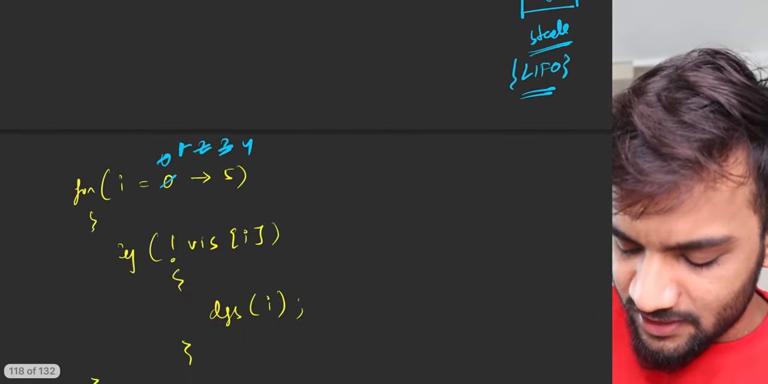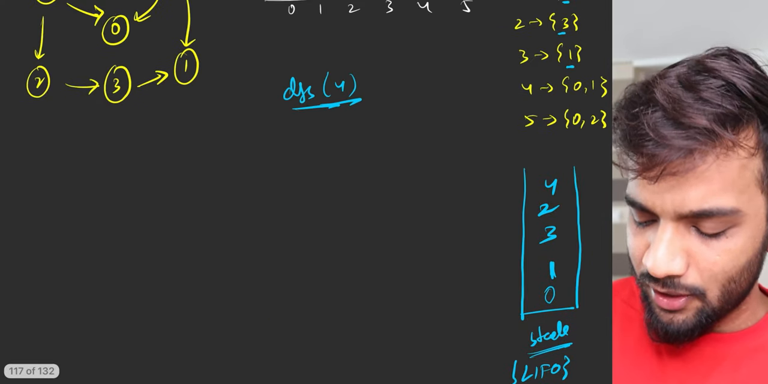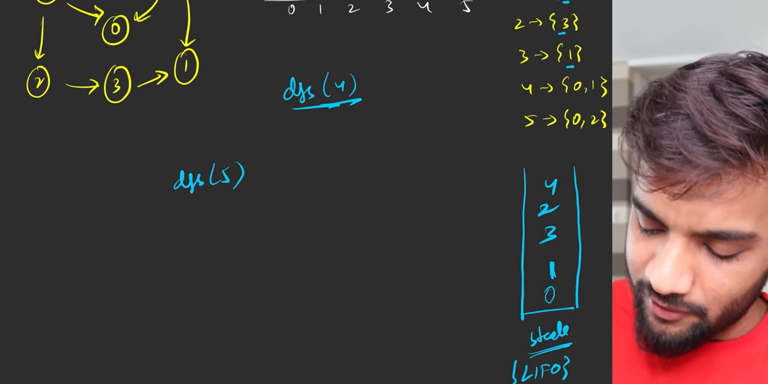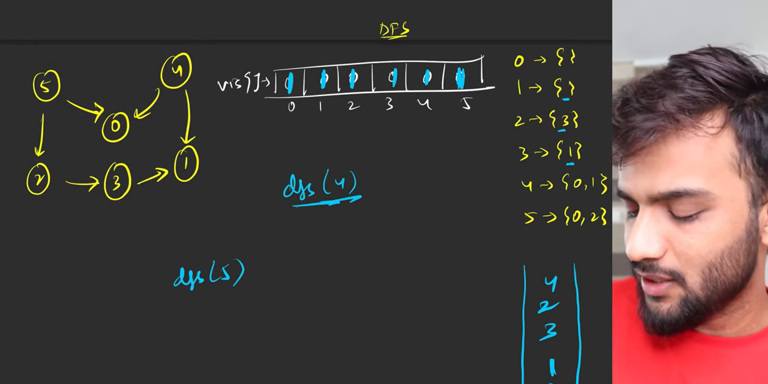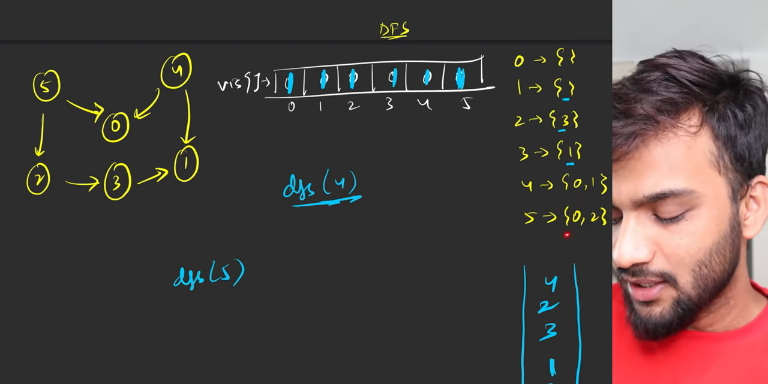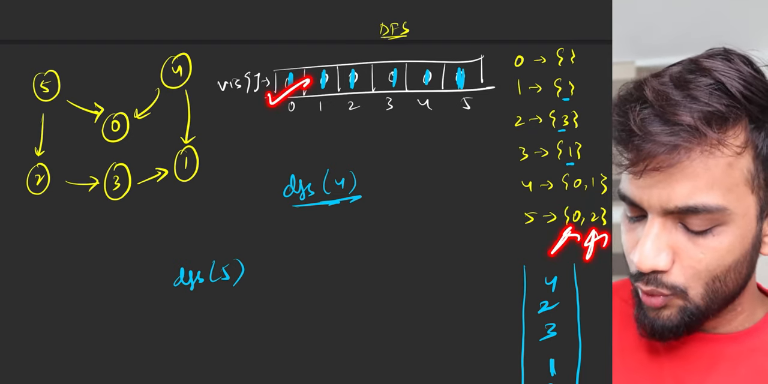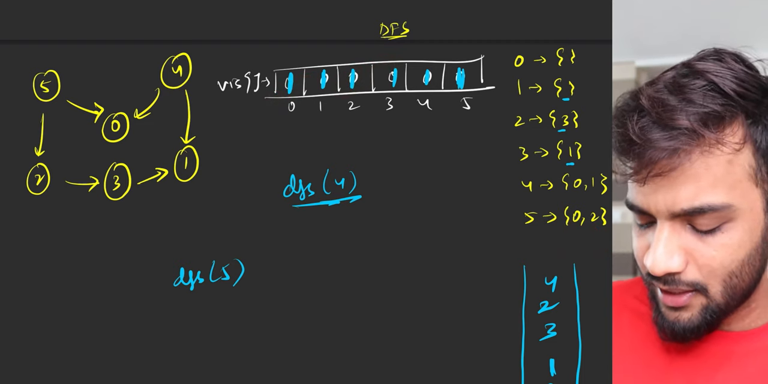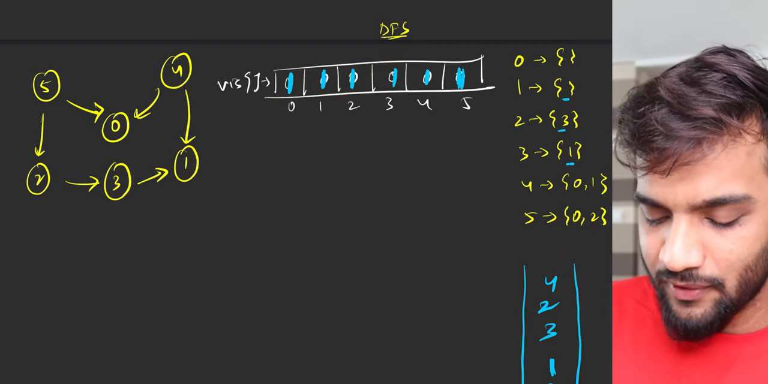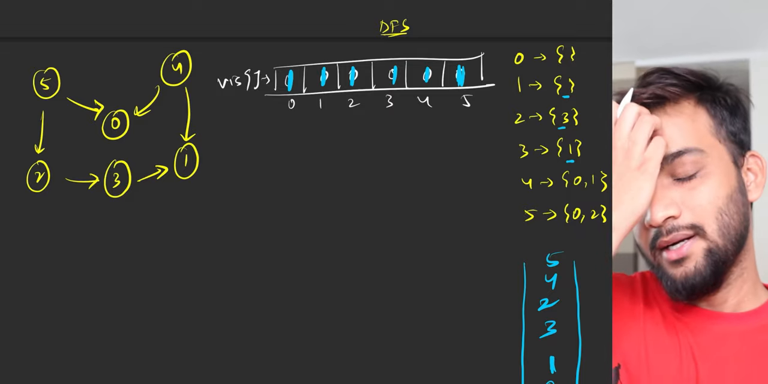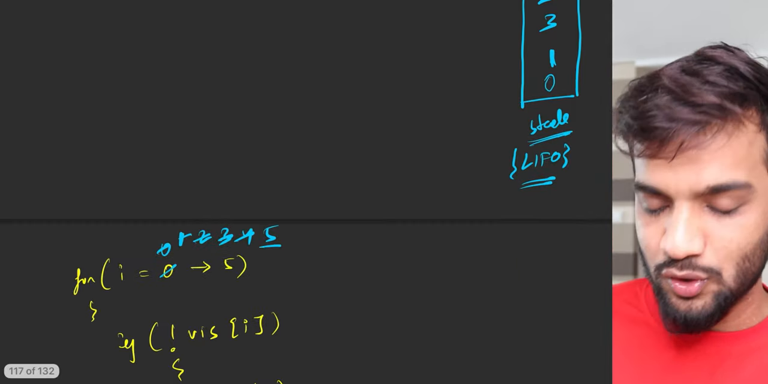So next it will be five. And now the DFS call will be happening for five. So you'll mark it as visited. Does five have any adjacent nodes? Yes. Zero, already visited. Two, already visited. So thereby no further DFS calls for five and you'll put five into the stack. Done. Now I can say that the DFS call is over.